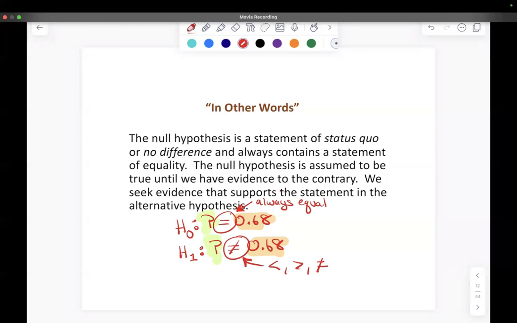So we assume this is true until we have evidence to support something different. We're going to assume that that is true in the beginning.